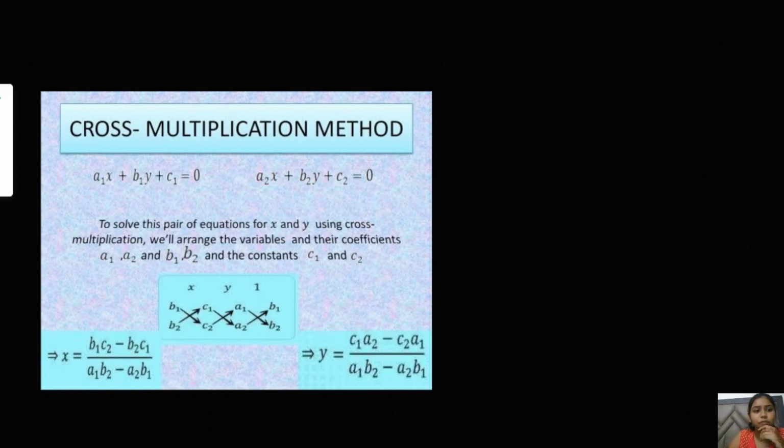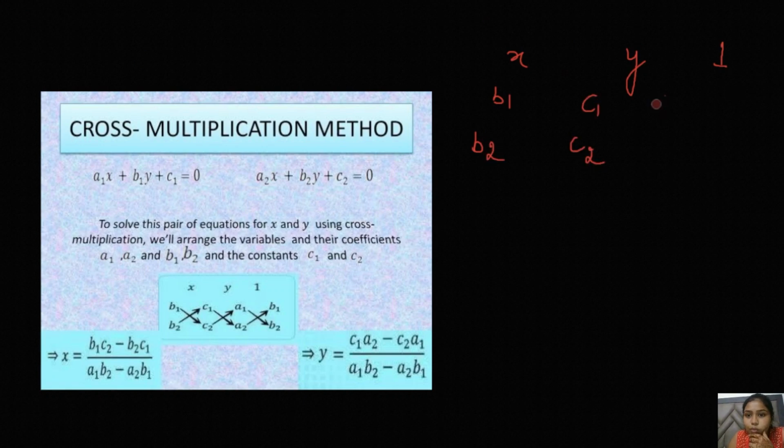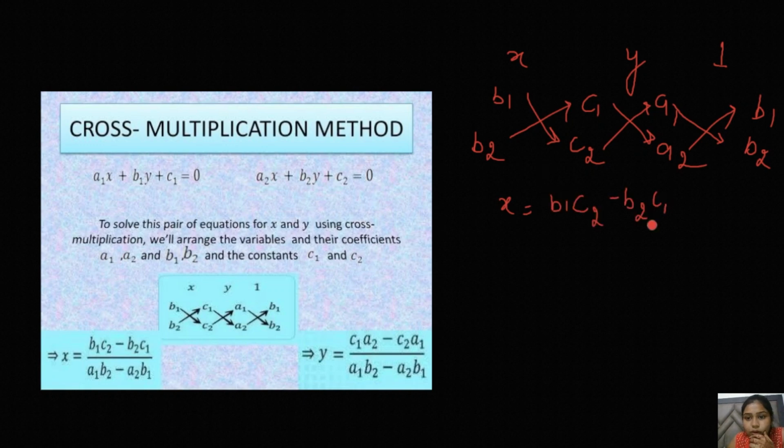There is a very simple diagram for this, and when you follow this diagram, you will very easily solve this question. Just write x, y and 1 like this. Then you have to write in a sequence b1, b2, c1, c2, then a1, a2 and b1, b2, and put the cross multiplication signs like this, and what you will get is x equals b1 c2 minus b2 c1 divided by a1 b2 minus a2 b1. By this simple diagram we can find the value of x.